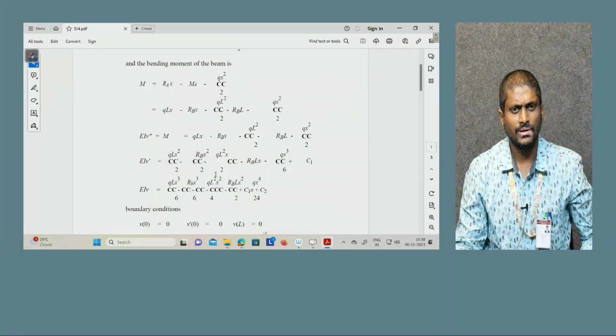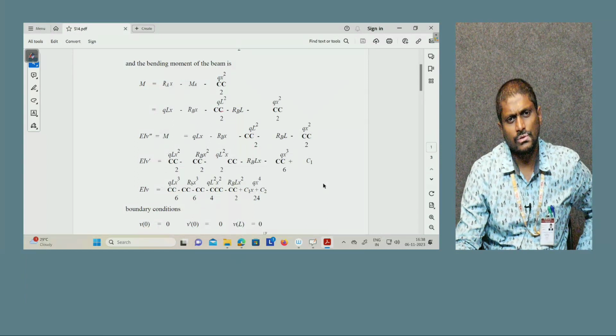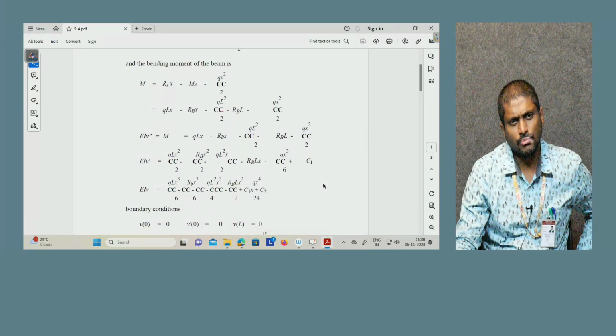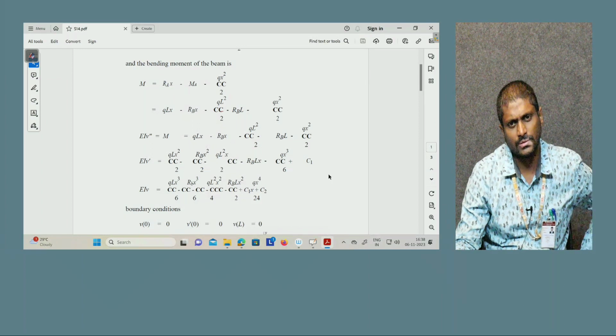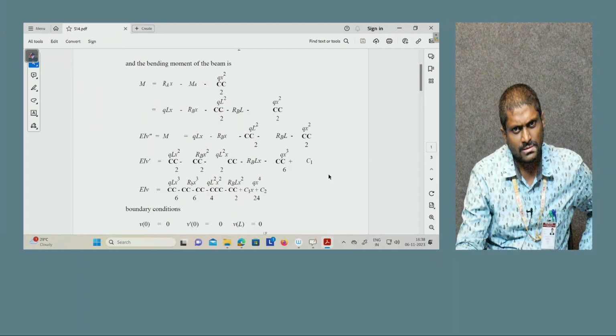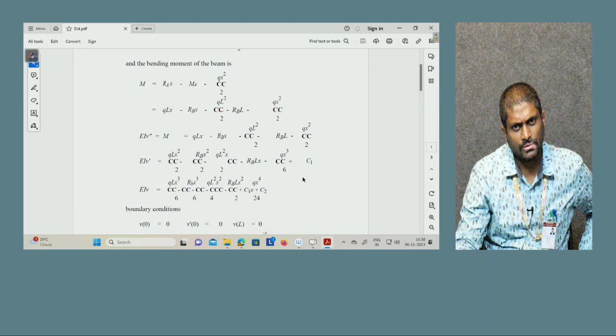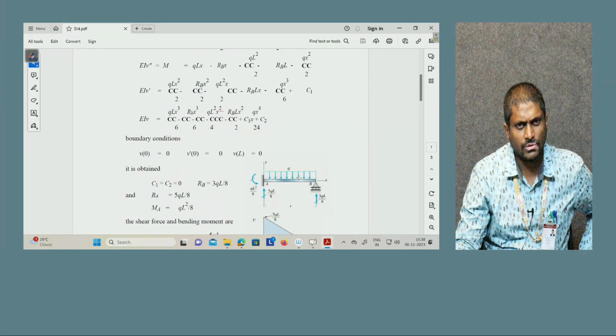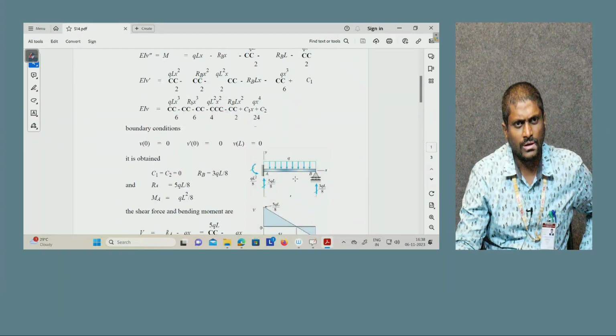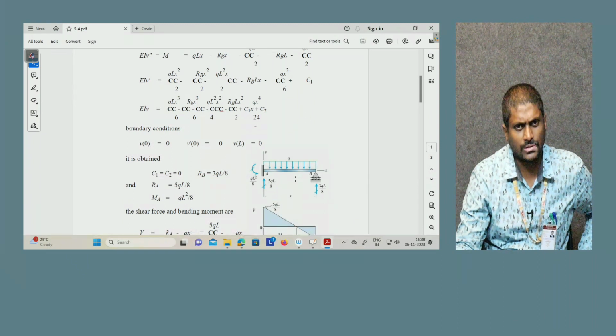Then EI v equals qLx cube by 6 minus RBx cube by 6 minus qL square x square by 4 plus RB Lx square by 2 plus C1x minus qx to the power 4 by 24 plus C2. The boundary conditions are v of 0 equals 0, v dash of 0 equals 0 and v of L equals 0, and we obtain C1, C2 as zeros.